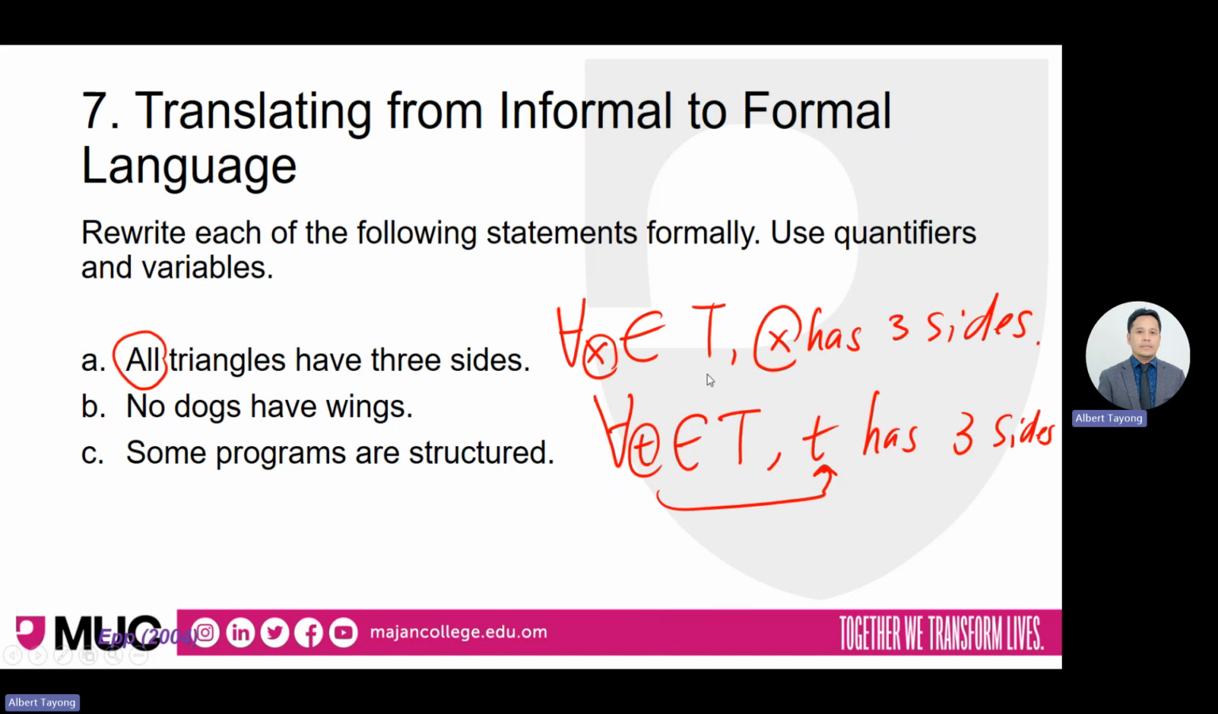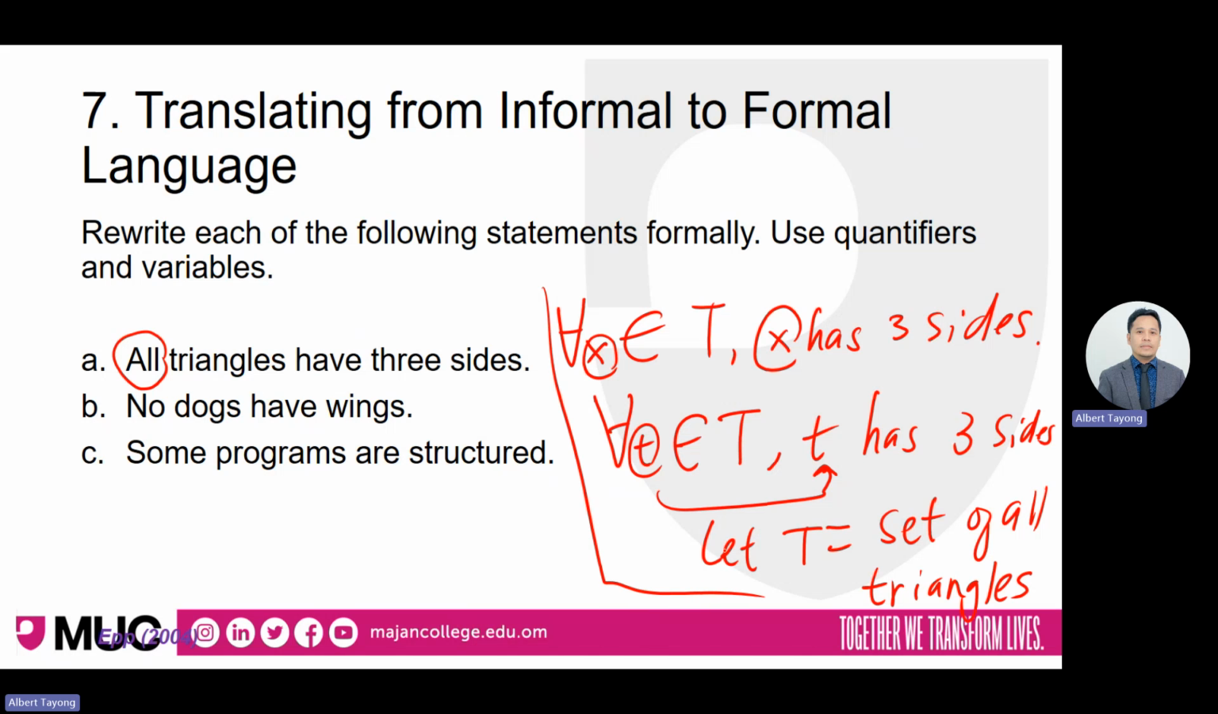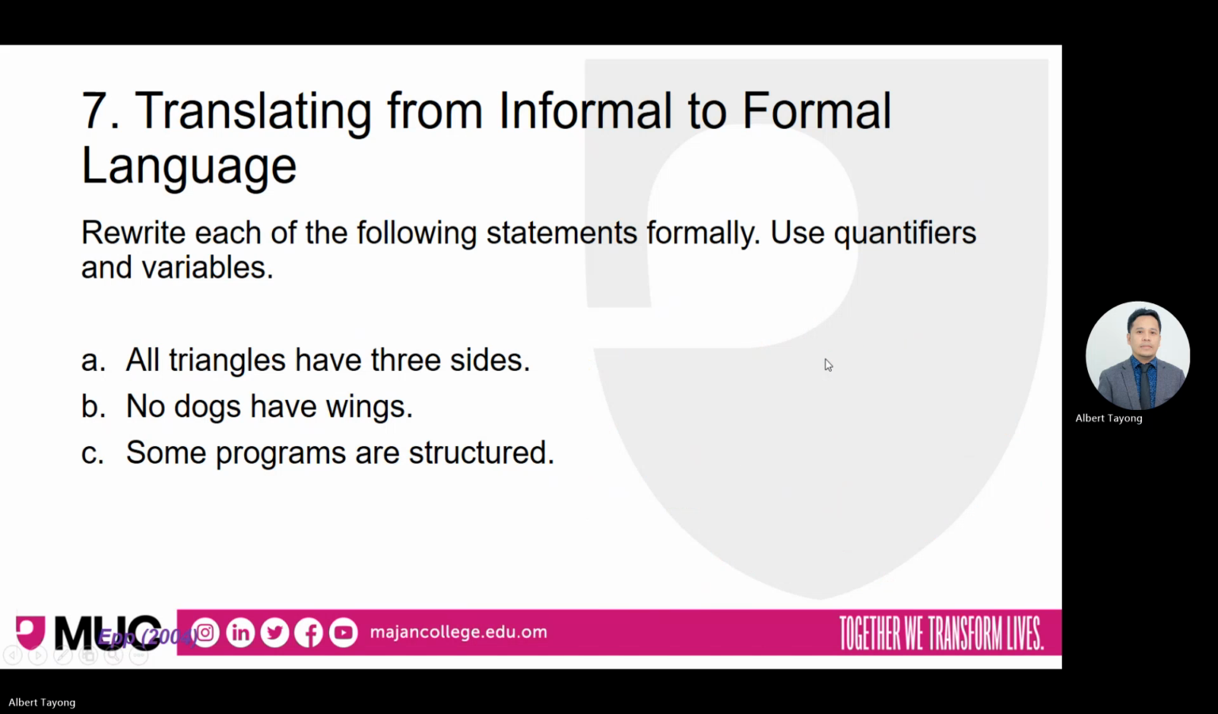Now, no dogs have wings. So here, let T equal the set of all triangles. Please don't forget this in your test. When you are answering, you have to define the variables. Let, the domain, it's the domain. So we know what is the meaning of T that you use there. Here, the first step is to change this to all. All dogs do not have wings.